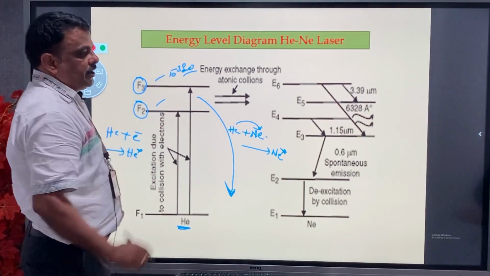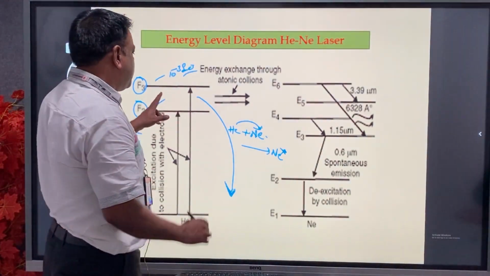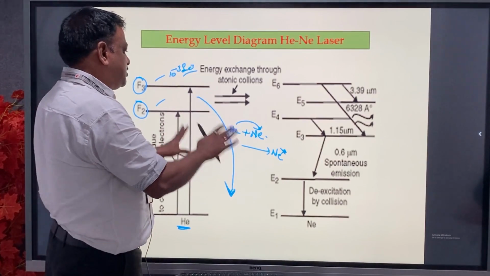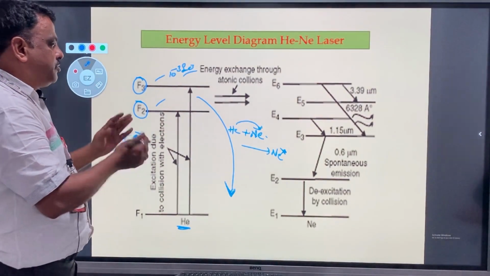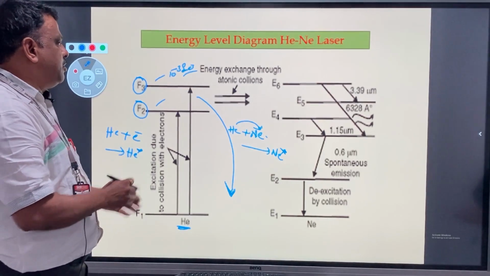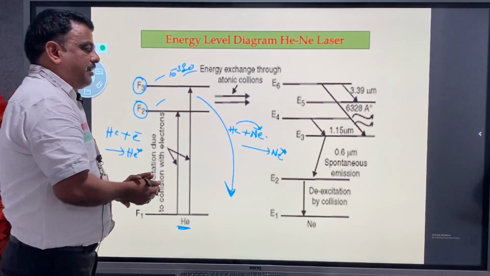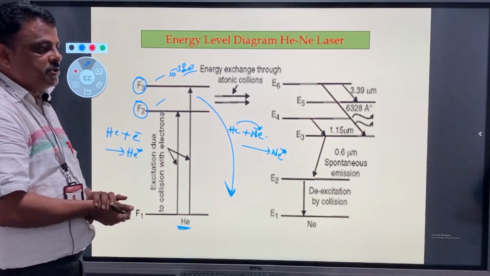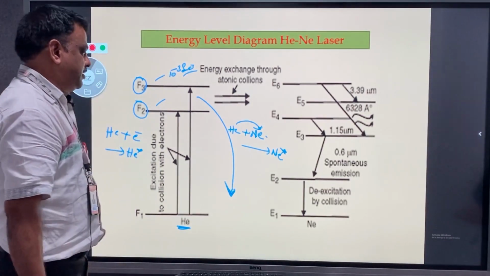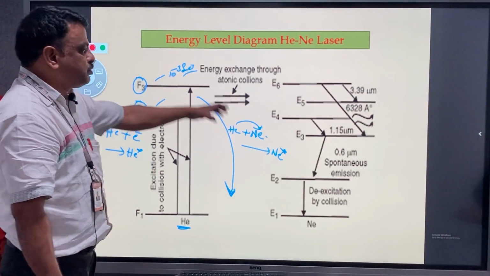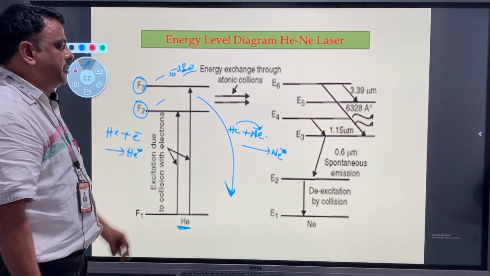Here, helium and neon both have excited energy levels that are coincident. So let us consider a helium-neon gas mixture. Why should we prepare the helium-neon gas mixture? Because both excited energy levels are coincident. Here, helium helps neon to rise to the excited state.